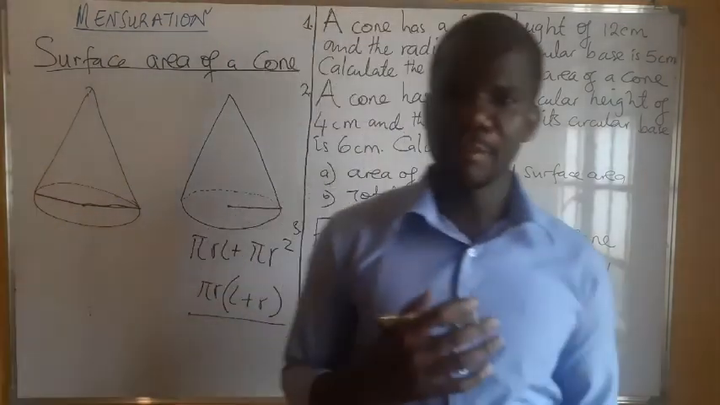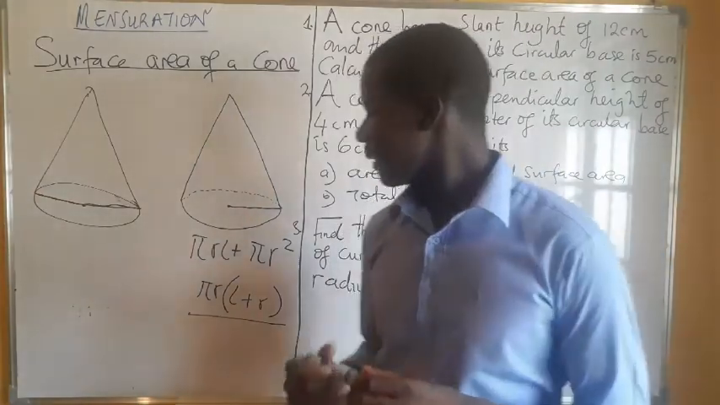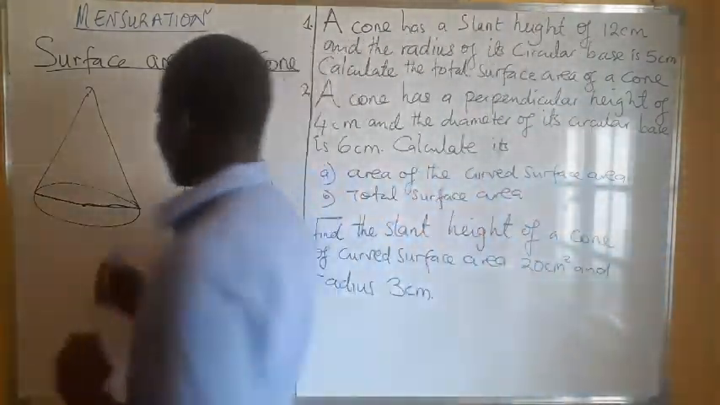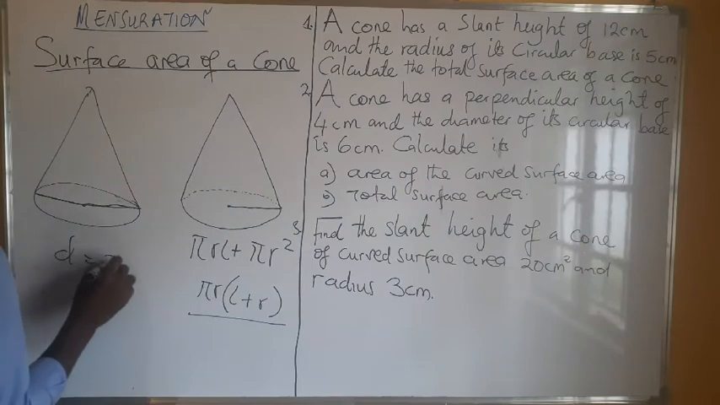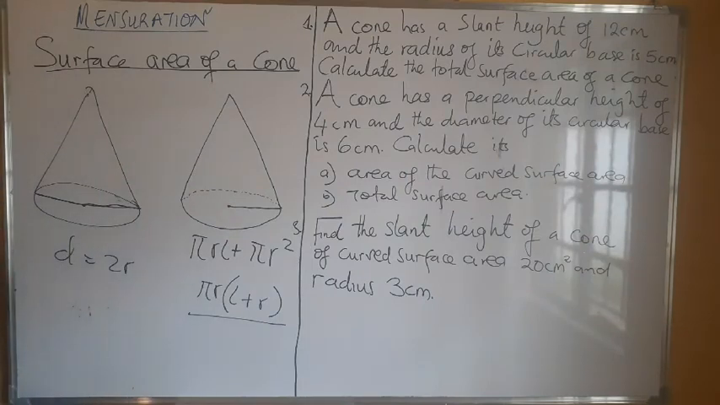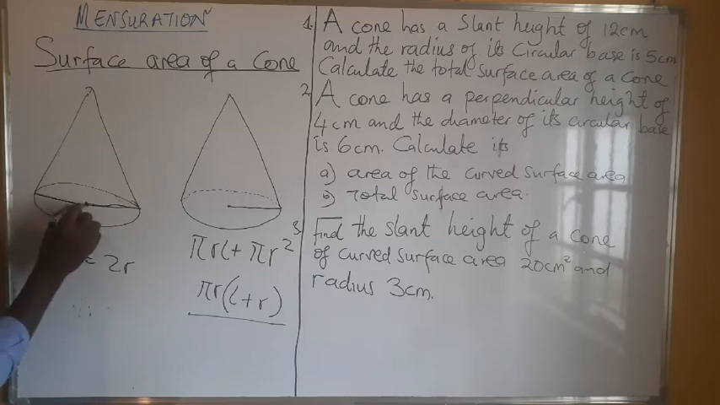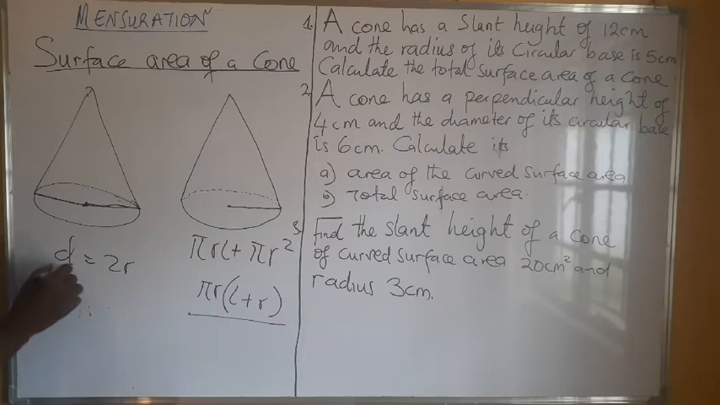And I did mention the relationship between diameter and radius: diameter is equal to 2 multiplied by radius. Because radius, we are saying, is the distance from the circumference up to the center of the circle. Then the diameter divides the circle into 2. So when you have been given the diameter, you should know that what the formula needs is the radius. So you should divide the diameter by 2.